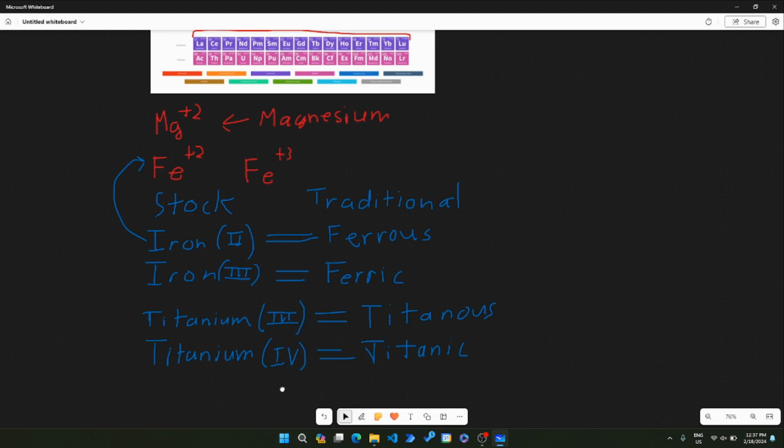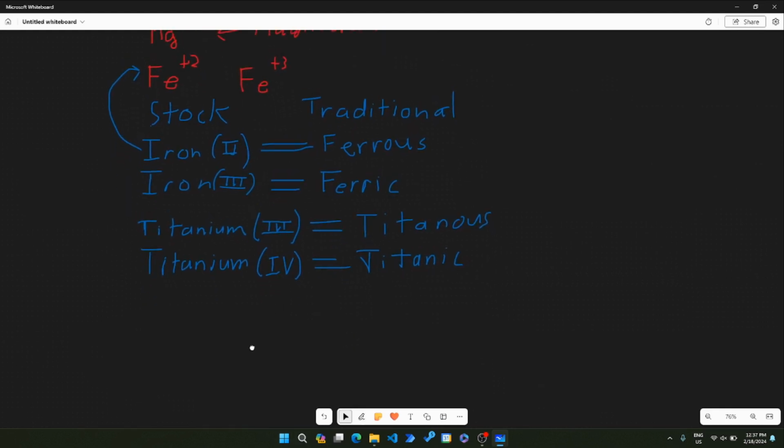And if there's a gap in between the two ions, for example, arsenic, where it's arsenic 3 and arsenic 5, these two still apply. The old naming system still applies. The lower charged one, arsenic 3, would become arsenous, and the higher charged one, arsenic 5, would become arsenic.